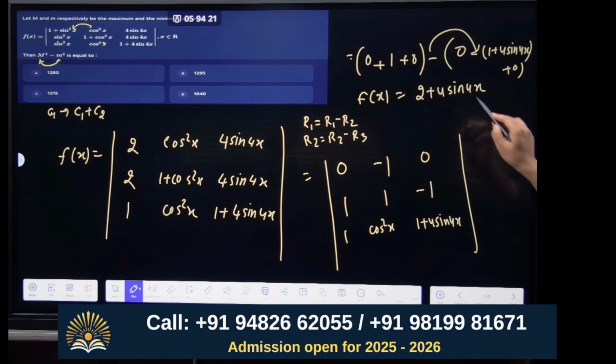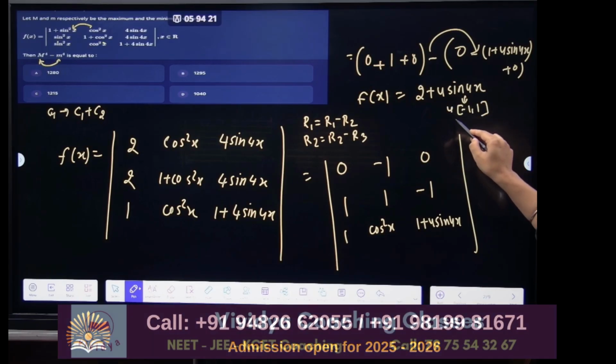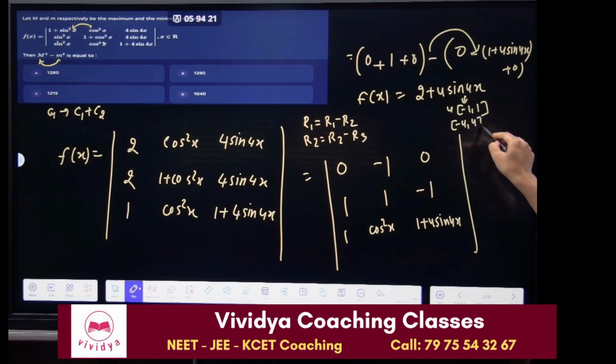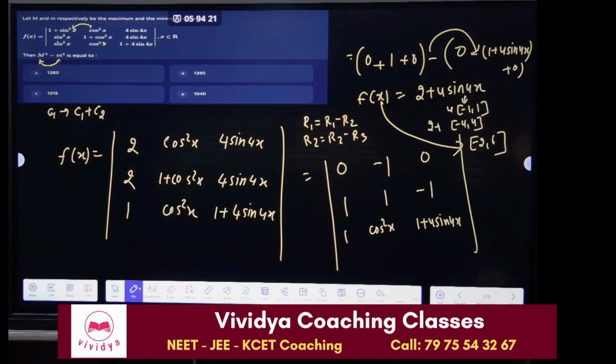Now we know that sine 4x will go from minus 1 to 1. So 4 sine 4x will go from minus 4 to 4. And if you add constant 2, overall it will go from minus 2 to 6. So f of x will go from minus 2 to 6.